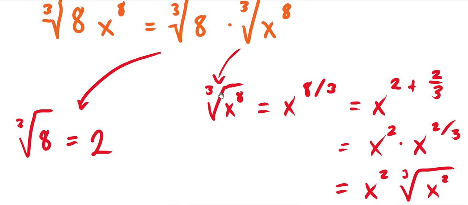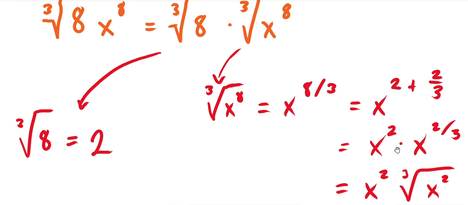How does this guy, the cube root of x to the 8, how does that simplify? Well, this is x to the 8/3. That's the exponential form of this radical expression. 8/3 is 2 and 2/3. Divide 3 into 8 and get 2 with remainder 2.